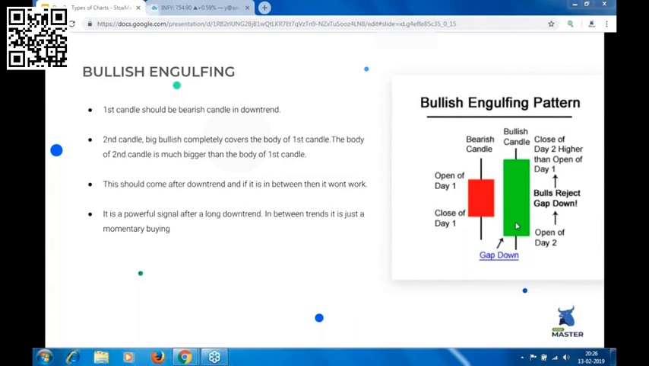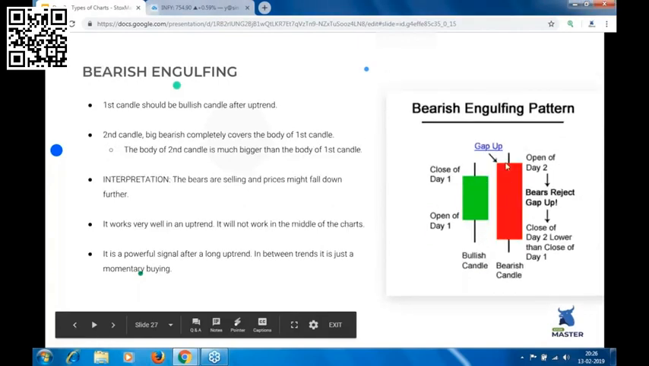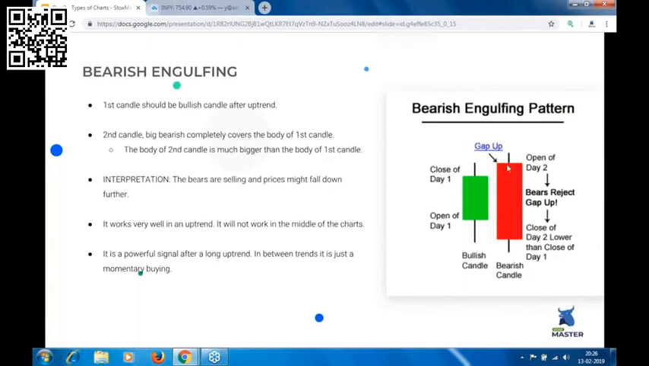Opening and closing price in case of engulfing. See, in case of bearish engulfing, as I told you, there is a gap up opening. Now the second candle will be a bearish candle. So naturally your closing price will be at the low of this candle. Now your first candle is fully engulfed by this candle. The body of the first candle is within the range of the second candle. So there's a gap up opening and the prices close at the low.